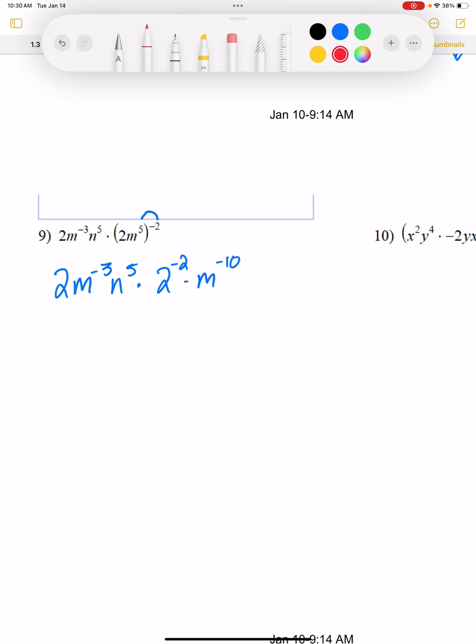Now I'm going to combine, right? This is a 2 to the 1st, and that's a 2 to the negative 2nd. Well, they have a common base with exponents. So I can say that's 2 to the 1 plus negative 2, which becomes negative 1, right? And then I got times m to the negative 13th times n to the 5th.